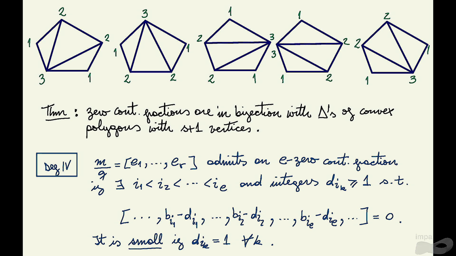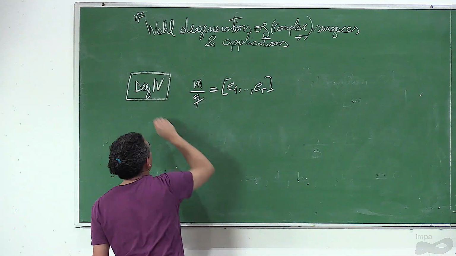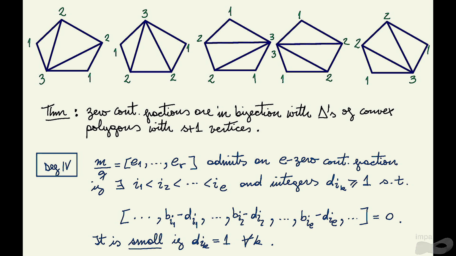So now take a minimal fraction again. So think about a cyclic quotient singularity if you want. And then we say that this admits an E0 continued fraction. I created that name for these lectures. We have this thing in the papers, but we don't have a name. So E0 continued fraction means that you have positions in these numbers, so that you subtract a certain amount, d_ij, on each position, and then you get a zero continued fraction. So that is going to be the game. And we call it small if the subtraction is by just 1 everywhere.